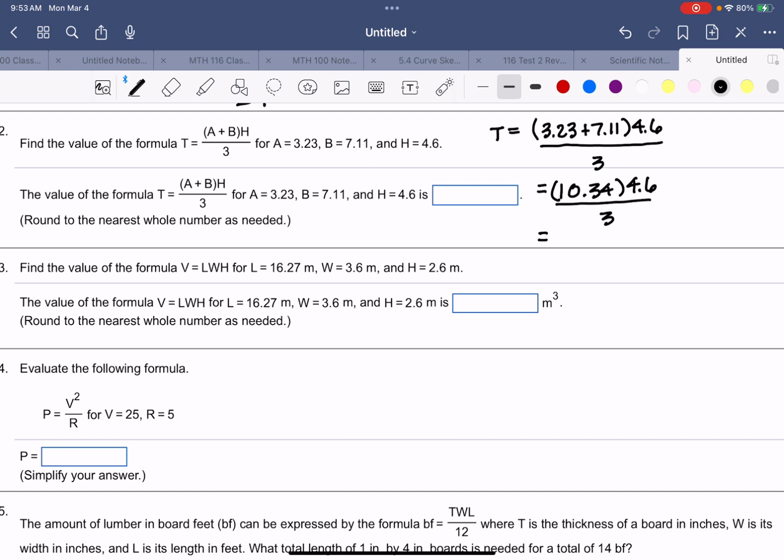I'm going to go ahead and finish that numerator. 10.34 times 4.6 is 47.564. Divide that by 3. And I get 15.854, and then a lot of repeated digits. So notice that they say round to the nearest whole number. So all I need is that 15.8, which is going to round to 16.